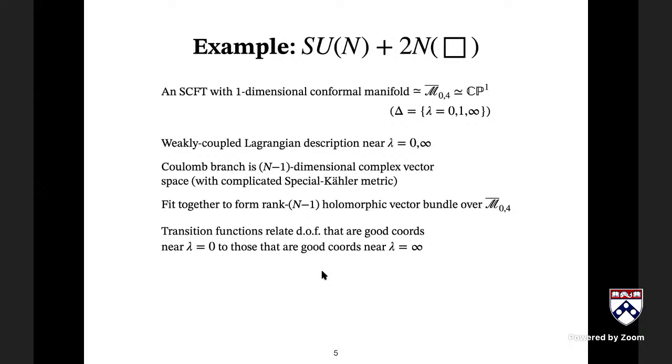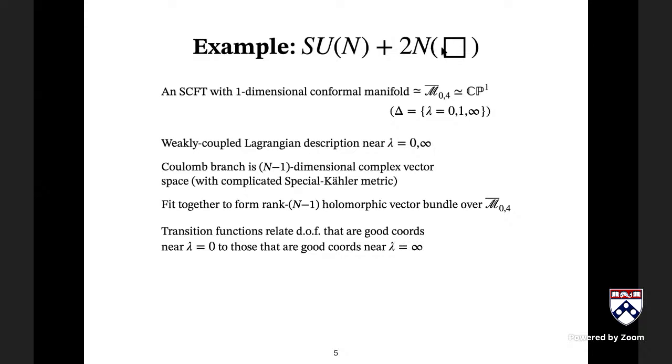So to fix ideas, let me discuss a simple example, which will recur. Namely, take SU(N) N=2 supersymmetric super-Yang-Mills coupled to 2N hypermultiplets in the fundamental representation. That's a superconformal field theory, and it has a one-dimensional conformal manifold, which, as we will see, can be thought of as the moduli space of 4-punctured spheres, whose compactification is just CP1, and the boundary points we label conventionally as the points 0, 1, and infinity, and lambda is the coordinate on M04 bar.